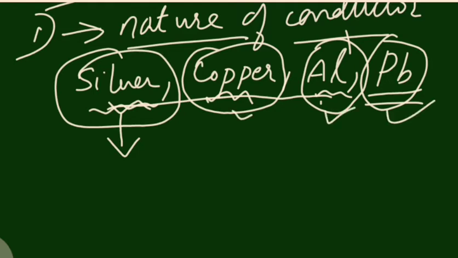So the resistance offered by them will also be different. That is, resistance of silver will be different from resistance of copper. The aluminum will be having a different resistance compared to lead.